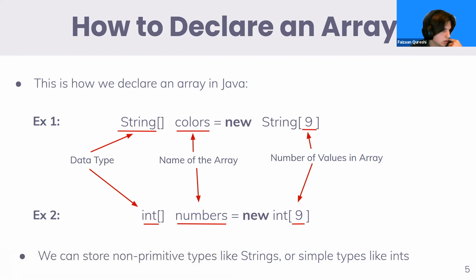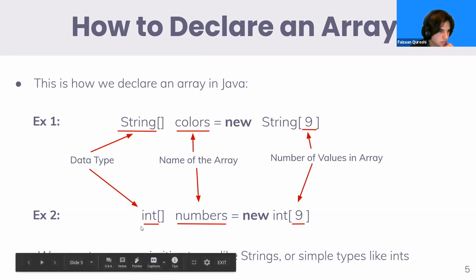So let's take Muhammad's example, classes in a day. So we could have string classes equals new string, and then the number of values in the array would be how many classes you would have that day. So let's say you have 5 classes that day, you would have the number 5 inside of these brackets. Does everyone understand the syntax? Okay, so we can move on.